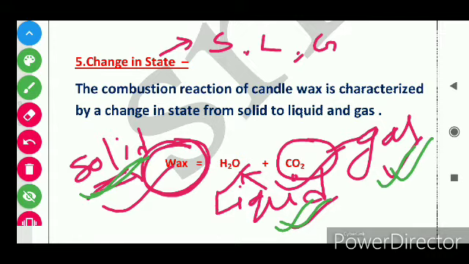There are some chemical reactions which can show more than one characteristic. Evolution of gas, change in temperature, change in state, change in color: more than one property can show in one chemical reaction.